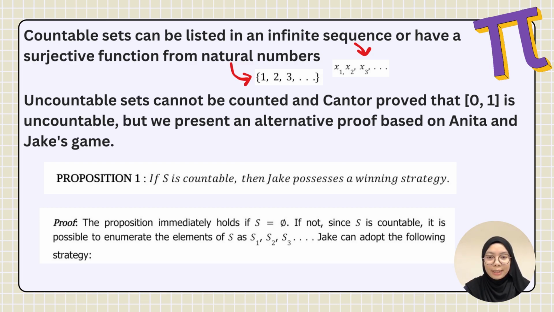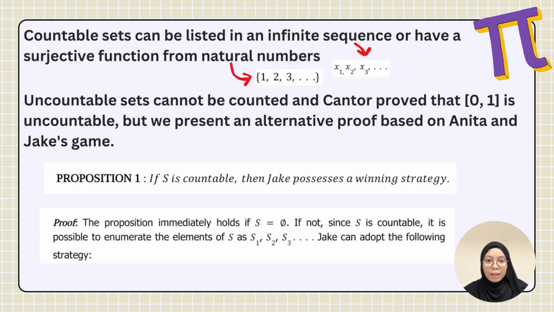Countability is a fundamental concept in mathematics. A set is countable if its elements can be listed in an infinite sequence, potentially with repetitions. It can also be determined by the existence of a surjective function from the natural numbers onto the set. Uncountable sets, on the other hand, cannot be listed in such a manner. The renowned mathematician Cantor proved that the real interval 0, 1 is an uncountable set using his diagonalization argument. However, we can present an alternative proof based on the game played by Anita and Jake.